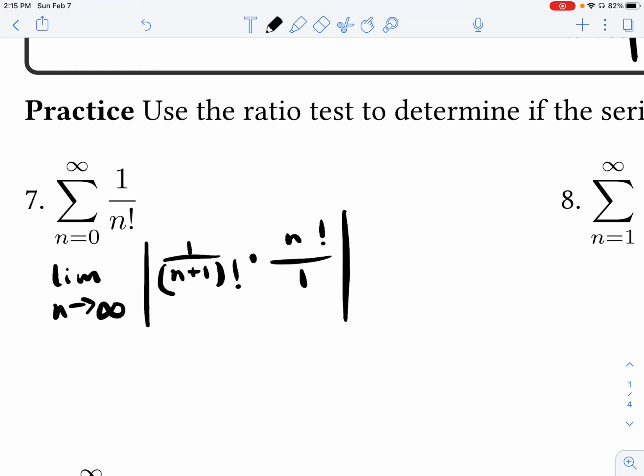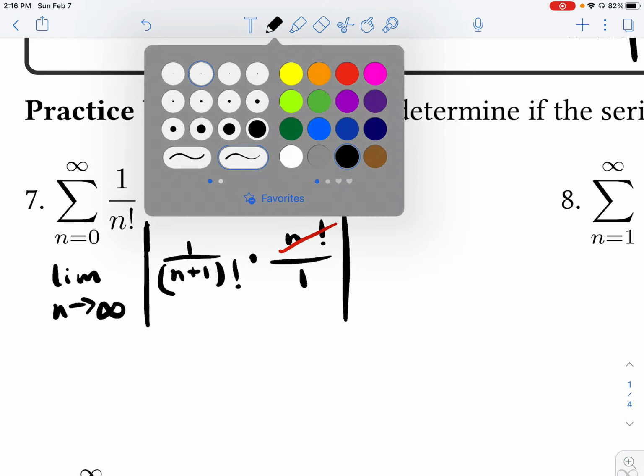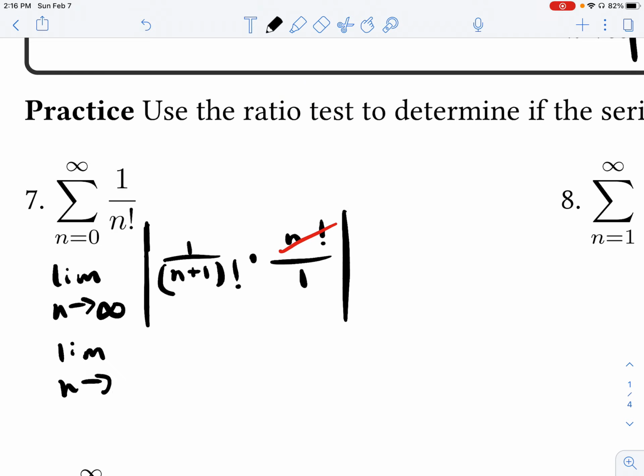Now, just like we did before in the previous example, let's clean this up a little bit. Well, n plus 1 factorial is equivalent to, and you don't always have to write this out, I'm just doing this to model it, n plus 1 times n factorial. That means I can divide this n factorial with this n factorial up here in the numerator. So what that allows us is to rewrite this as the limit as n approaches infinity, and our ratio would then just be the absolute value of 1 over n plus 1. Now, what do we know about this limit?